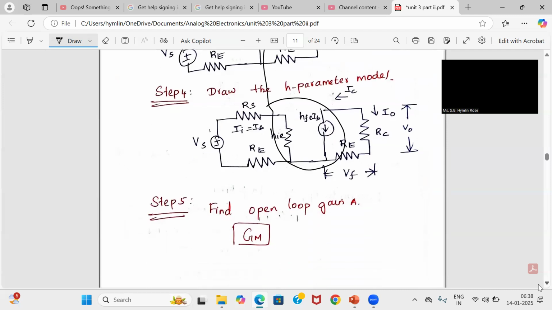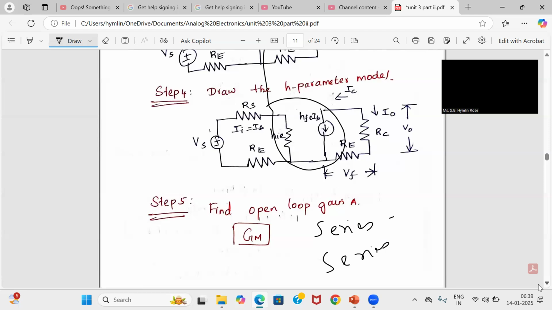Next thing is you have to find the gain. Since it is having series mixing and current sampling, this is nothing but a transconductance amplifier. So what do you know about the transconductance amplifier? The feedback topology suitable for a transconductance amplifier is current sampling series mixing. The other name for this topology is series feedback topology or current series feedback topology.